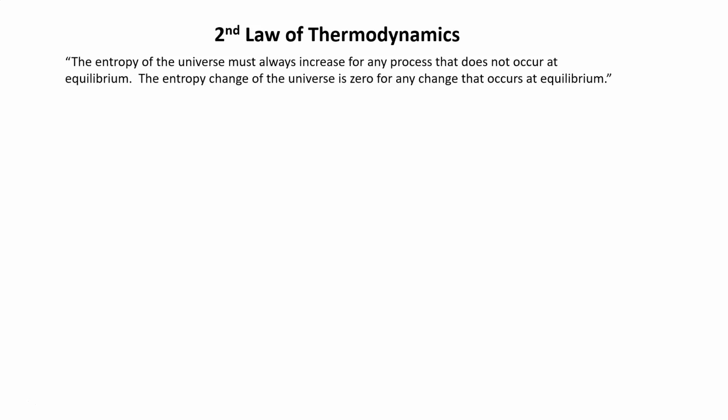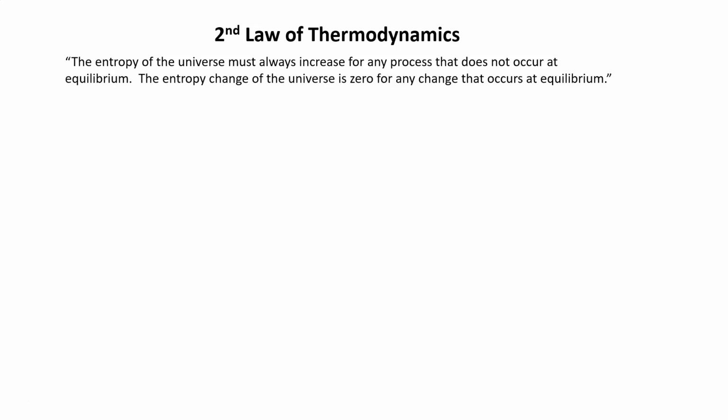So the best you can do is that equilibrium process that doesn't increase the entropy of the universe. But anything else that happens is going to have to increase the entropy of the universe. Otherwise, it just can't happen. That's what the second law of thermodynamics says.